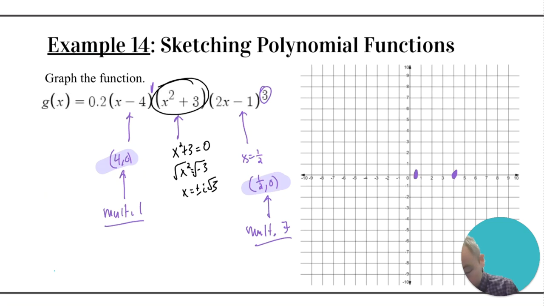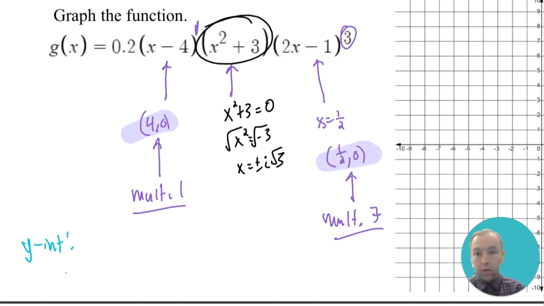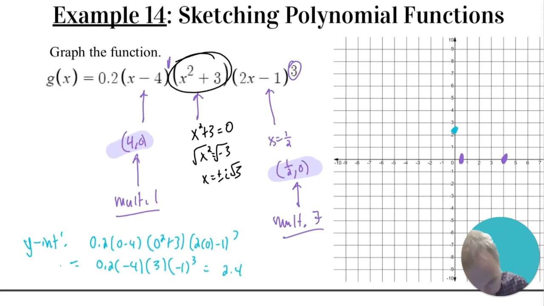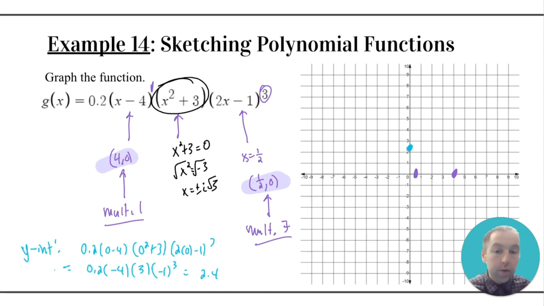So then it might be nice to find the y-intercept as well, right? To get the y-intercept, you have to plug in a 0 for x, which would mean that the y-intercept would happen at what you get when you do this, right? Which will really just be 0.2 times -4 times 3 times the cube of -1, which ends up being positive 2.4. So at 2.4, which is right about there, we know that the graph is going to have a y-intercept there.